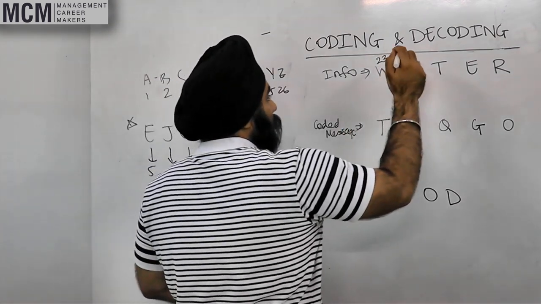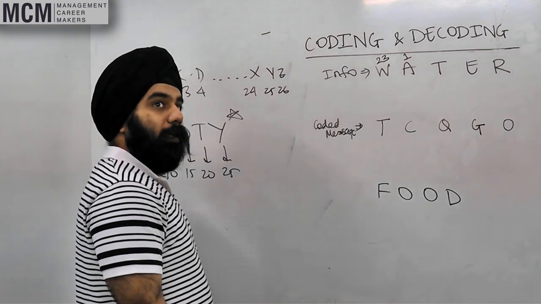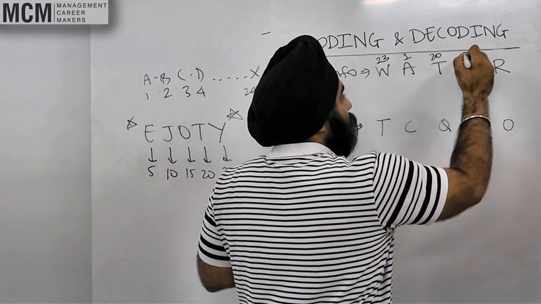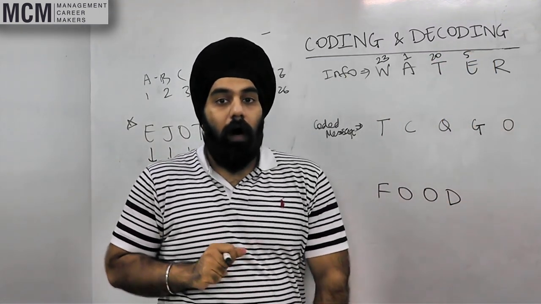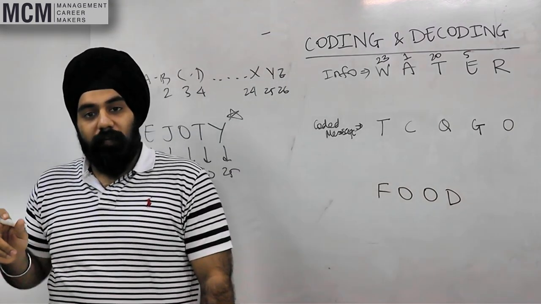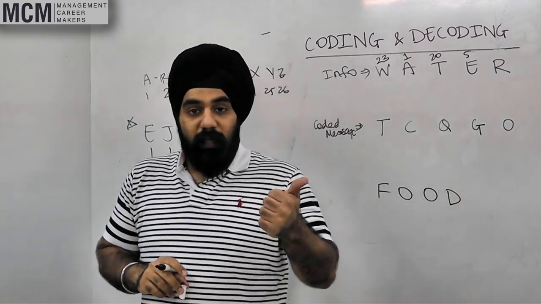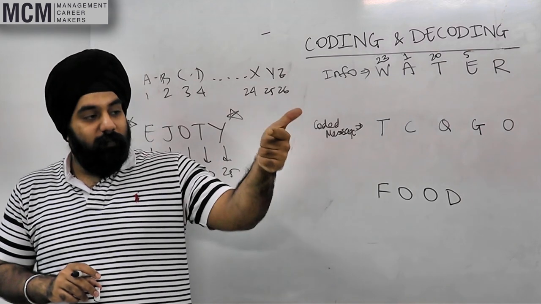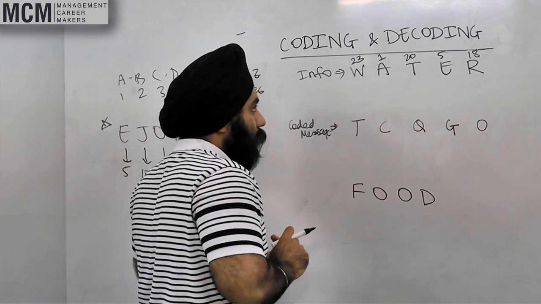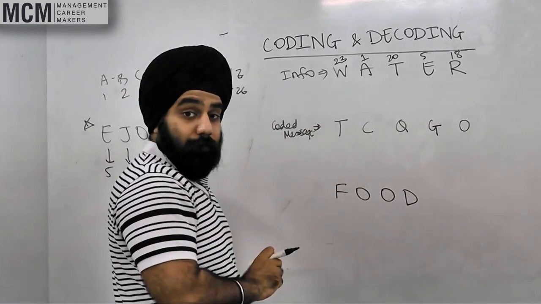What's the value of A? 1. What's the value of T? EJOT, EJOTY. So T is what? 20. E is 5. R. How will I find R? Again, EJOTY, I can go from O. O is 15. O, P, Q, R. 16, 17, 18. Okay. Similarly, I need to find the numeric values of the coded message.